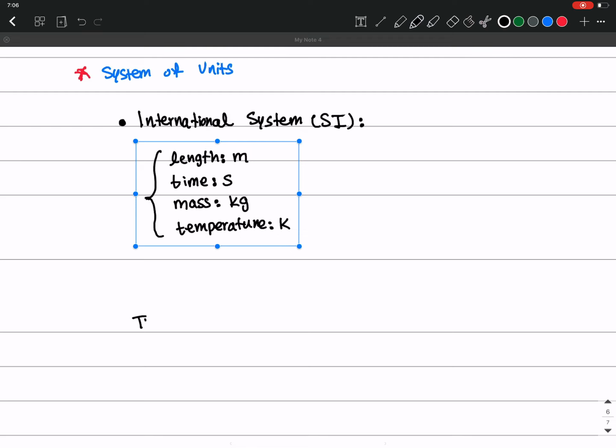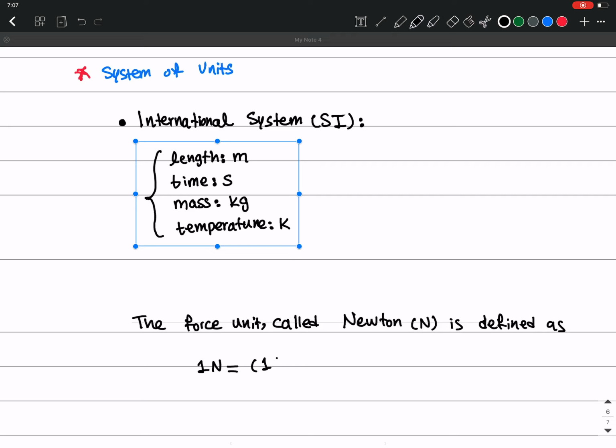So just one note that the fourth unit, also called Newton, or N, in this system is defined as: 1 Newton is 1 kilogram times 1 meter over second square. Okay.